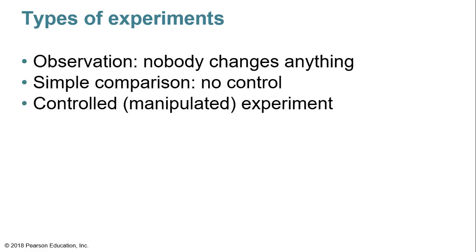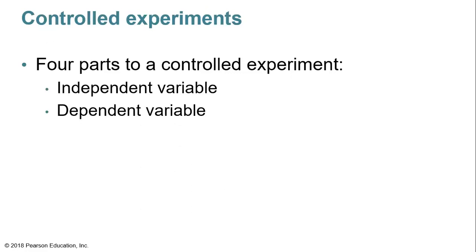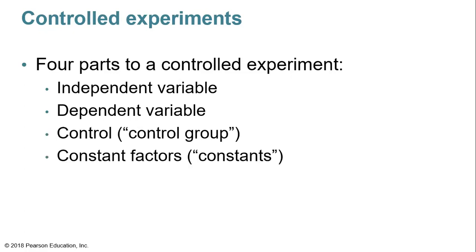And lastly, a controlled or manipulated experiment is the kind that people usually think about when they think about a science experiment. An example of this would be if you have 3 strawberry fields and one field gets no fertilizer, and the second field gets a little fertilizer, and the third field gets a lot of fertilizer. The natural condition is no fertilizer, so that one would be the control. And you're going to compare the results of all the other fields to that one. There's 4 parts to a controlled experiment. Firstly, the independent variable, the dependent variable, the control or control group, and some constant factors, constants.